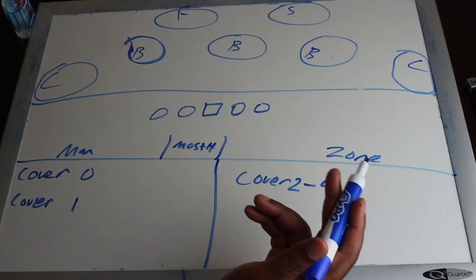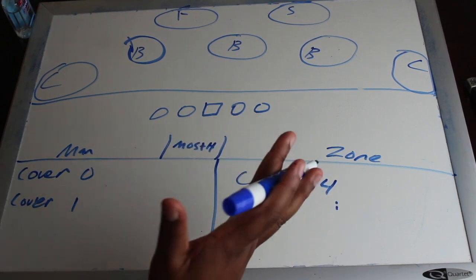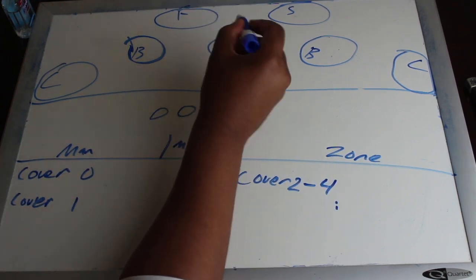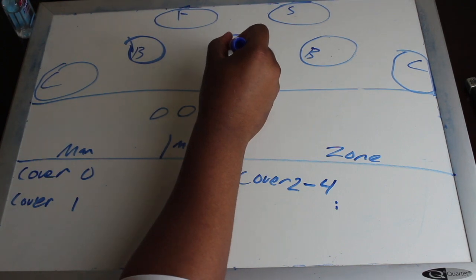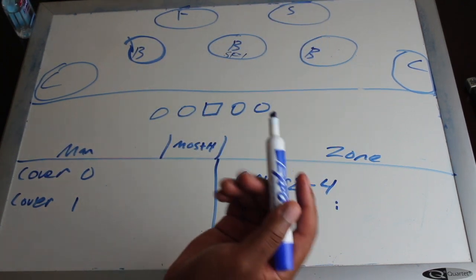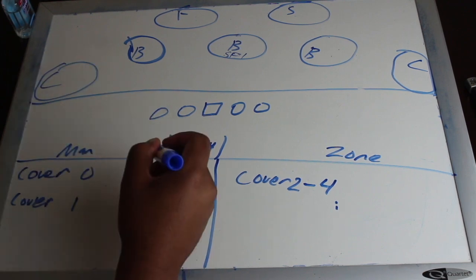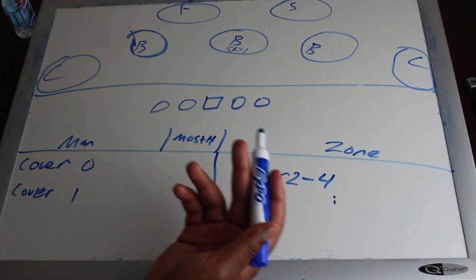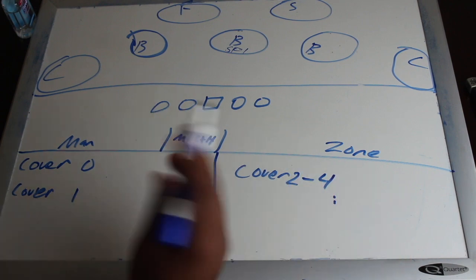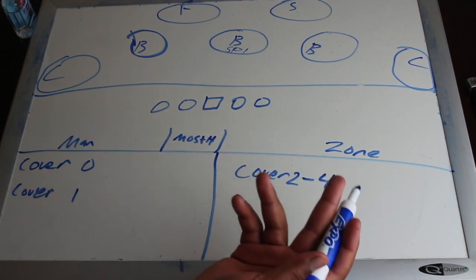Now, can you do something funky and change up the coverage? I mean, sure, this guy can be in a QB spy or something like that. You know, can you blitz this corner and put that linebacker in the flats? Sure, if you want to. It ain't practical, it ain't normal, but you can do it if you want to.